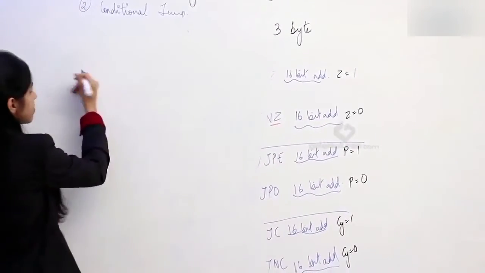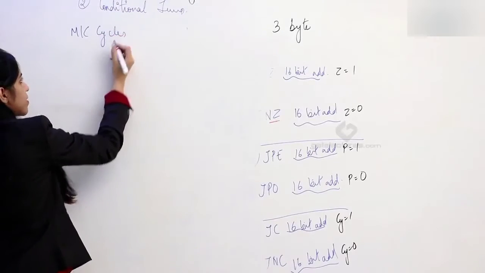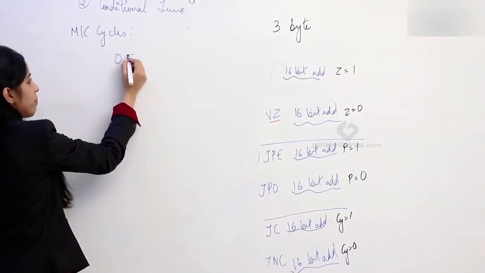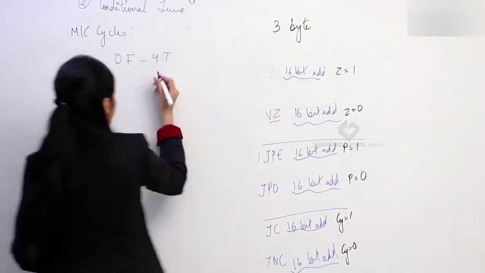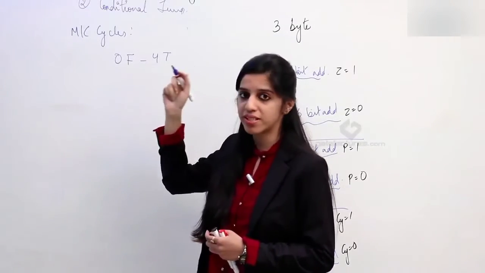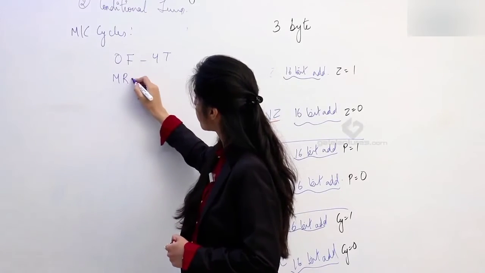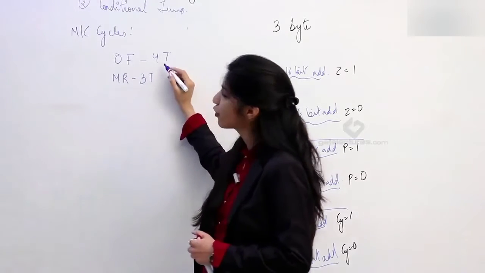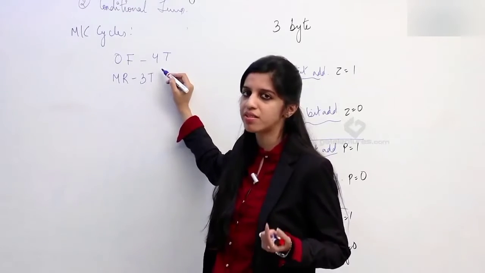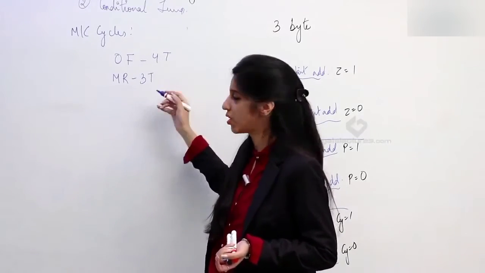So if we talk about the machine cycles, you are going to make opcode fetch. This has to happen, this is confirmed. Opcode fetch is going to take 4 T states. Next we are going to make memory read. After opcode fetch only you are going to know that this is a conditional jump. After this only you can check the condition.